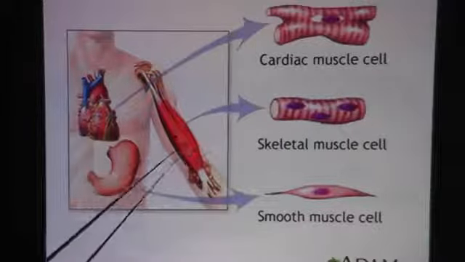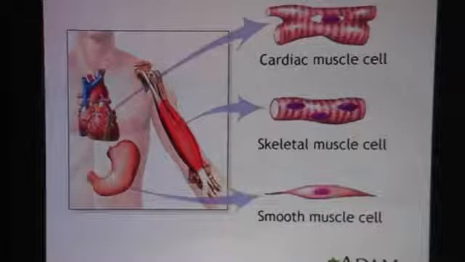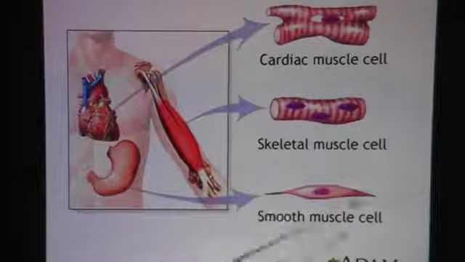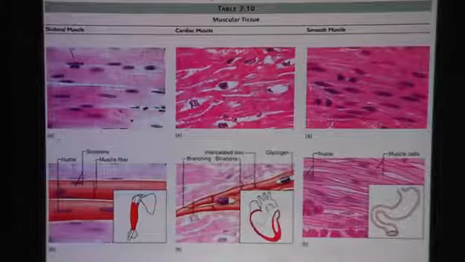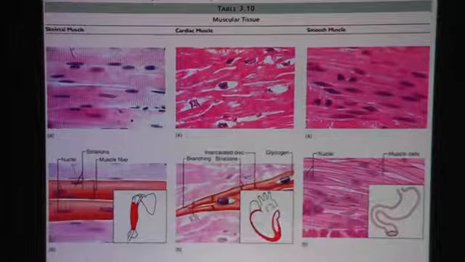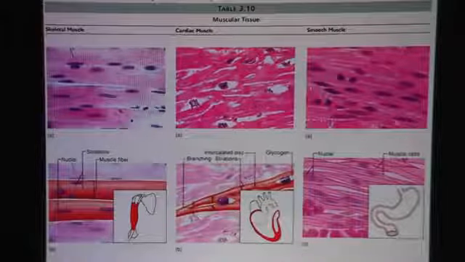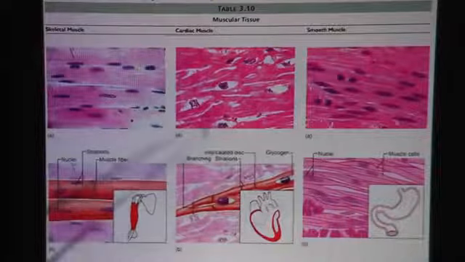Skeletal muscle would be muscles that we can voluntarily and consciously are aware of contracting. And the smooth muscle would be the opposite. That would be involuntary contraction. Here's a glimpse of the 3 types of muscle tissue side by side. Here we're going to focus on cardiac muscle tissue.